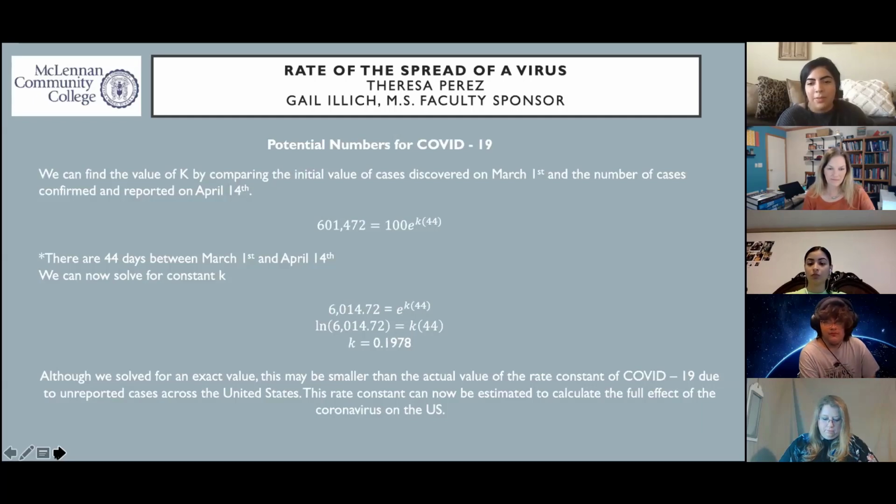So that's pretty large, that's 20%. Of course, this isn't an exact number. The actual value of the rate constant is probably a little higher than this because this is not accounting for outside factors. You can use this to estimate and calculate the full effect of the coronavirus on the United States.